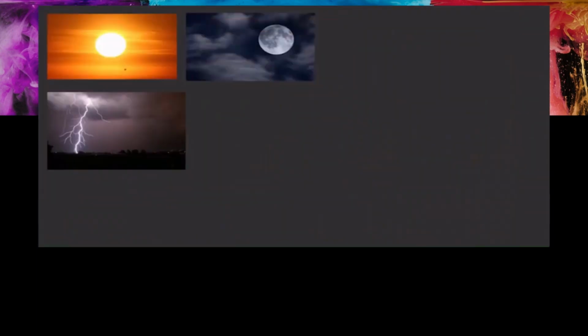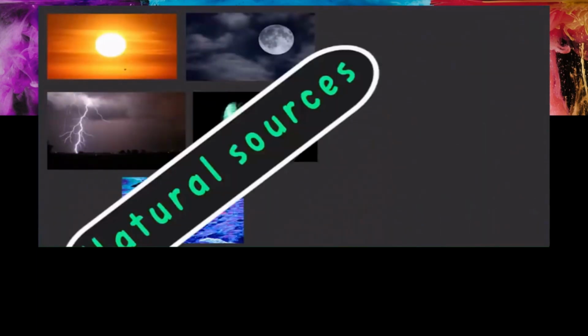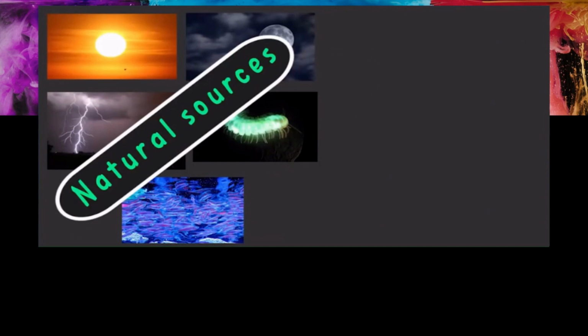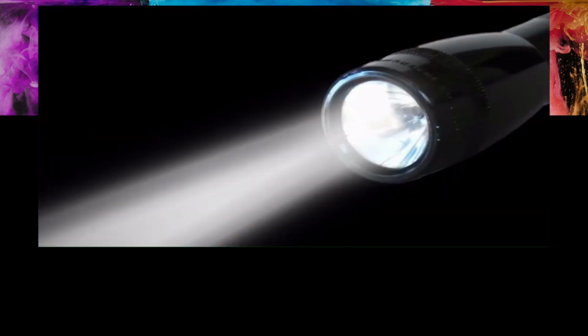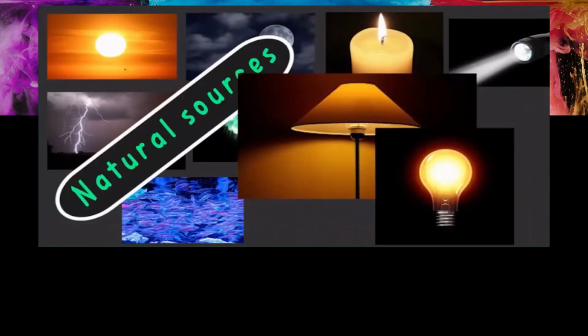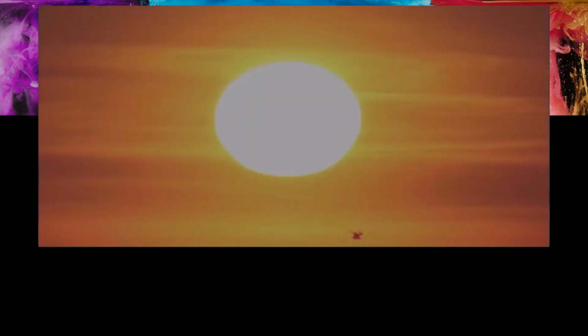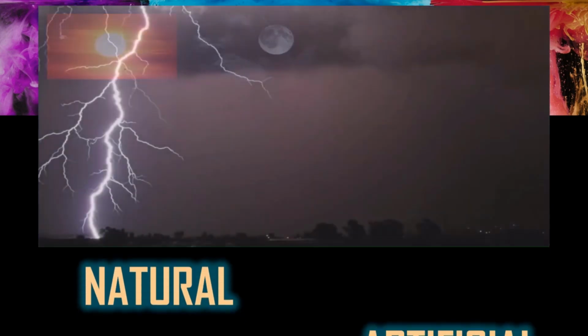There are 2 types of light sources: the sun, lightning, certain types of glowing insects, worms, and fishes are all examples of natural sources of light, while the candle flame, torches, lamps, and light fixtures are among the artificial light sources.